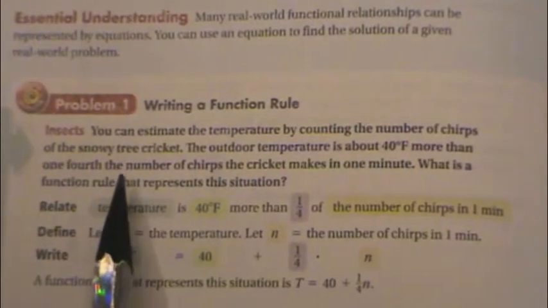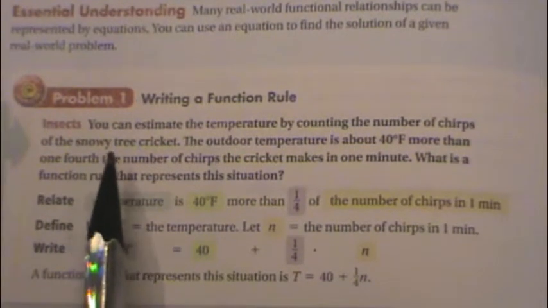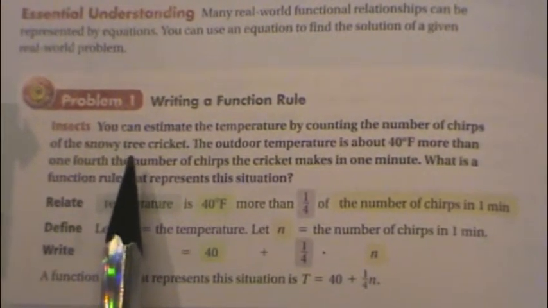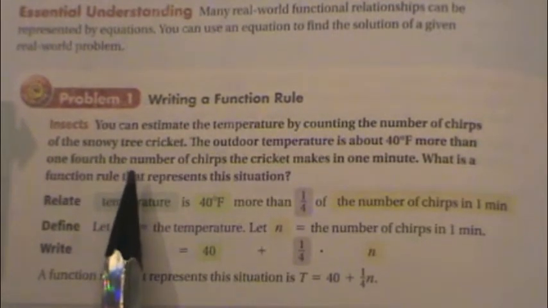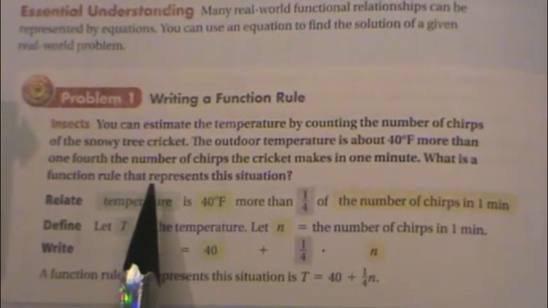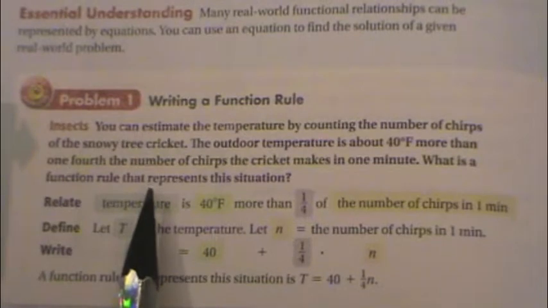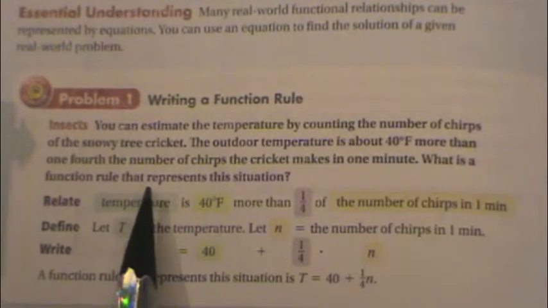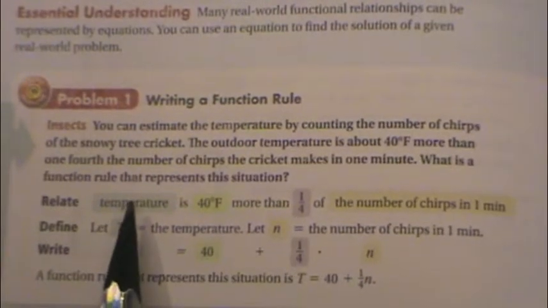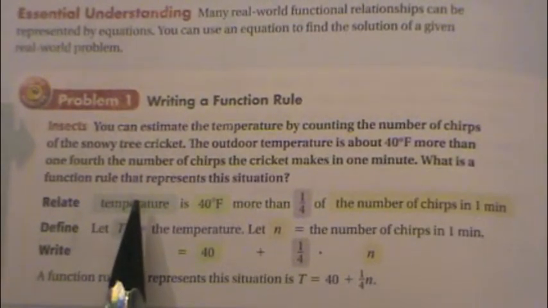I wonder if such a thing exists. You can estimate the temperature by counting the number of chirps of the snowy tree cricket. I've never heard of such a thing. The outdoor temperature is about 40 degrees more than 1/4 the number of chirps the cricket makes in 1 minute. What's a function rule that represents this situation?